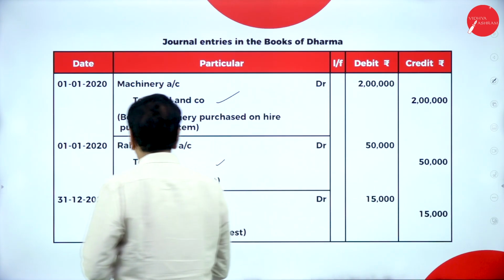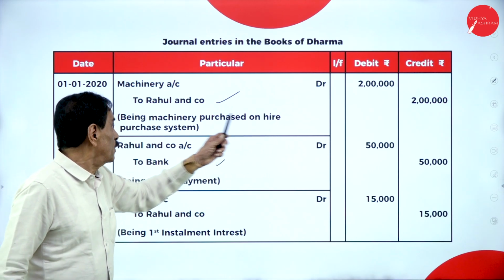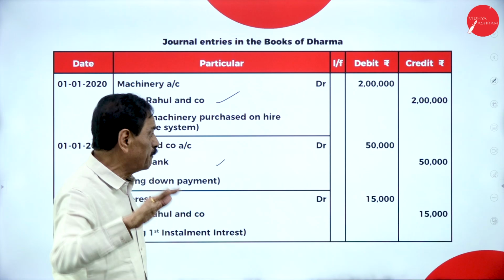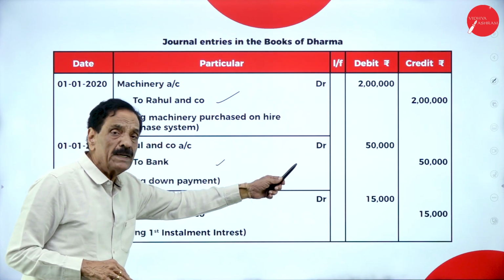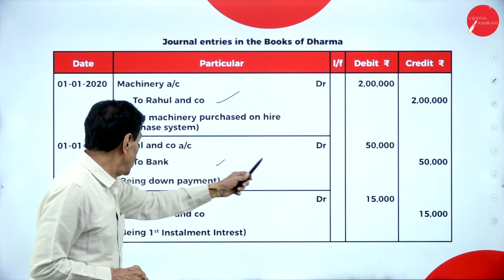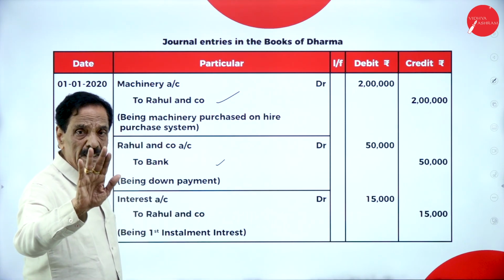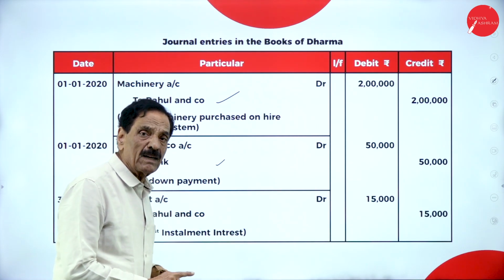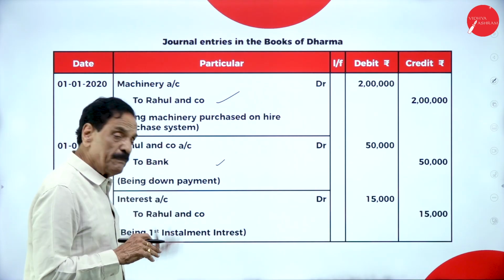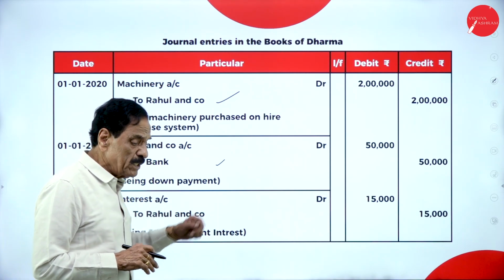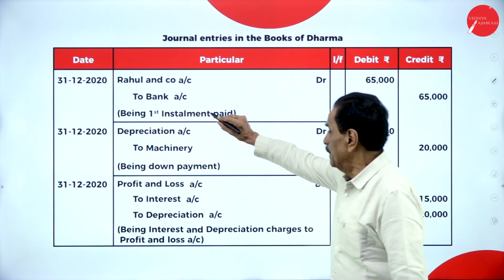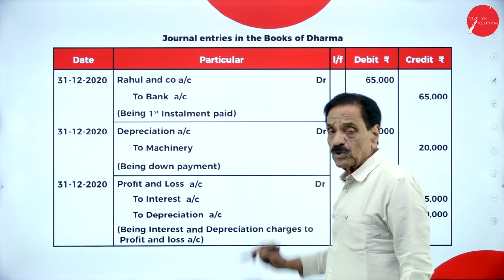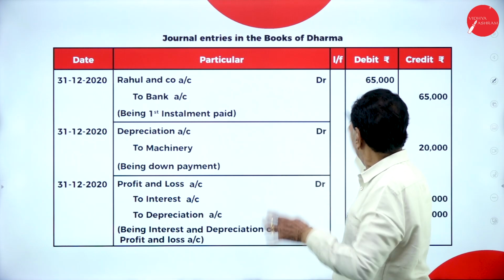We purchased the machinery. What's the entry? Machinery account debtor to Rahul and Company. How much payable to Rahul and Company? 2 lakh. How much down payment is made? 50,000. Rahul Company account debtor to bank account. This is the down payment. Interest of that year. Interest account debtor to Rahul Company account. So Rahul Company becomes the creditor because he is the seller. We have to pay 15,000. Then we pay the first installment. Debit the receiver. Rahul Company account debtor 65,000 to bank account, including the interest 65,000.